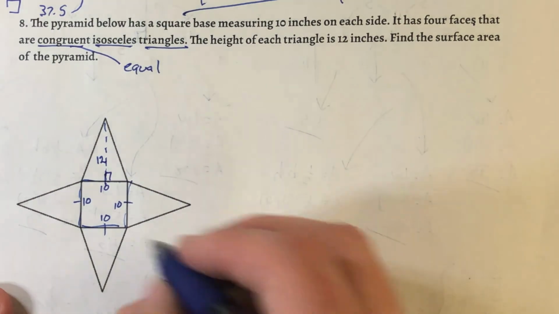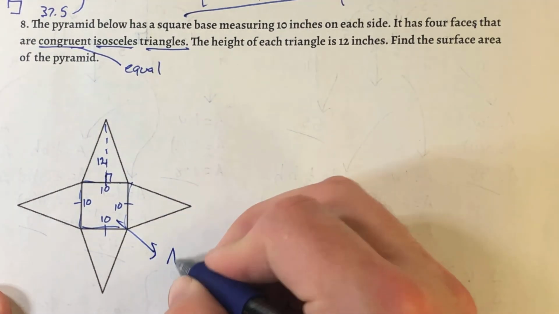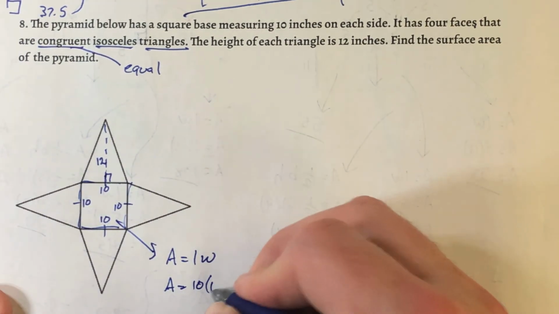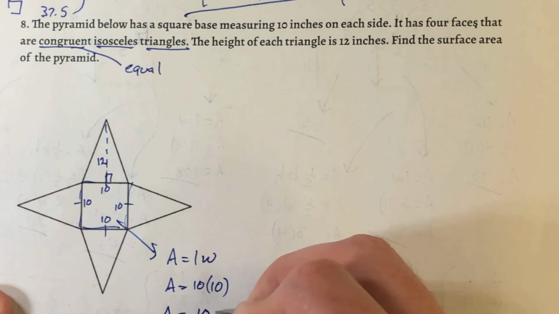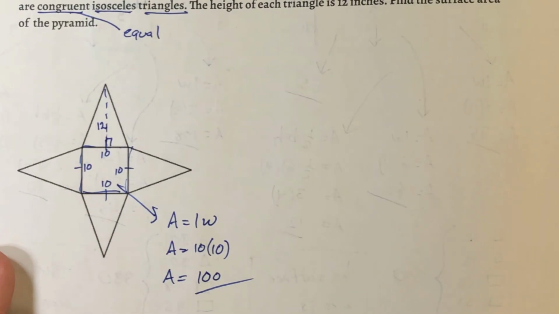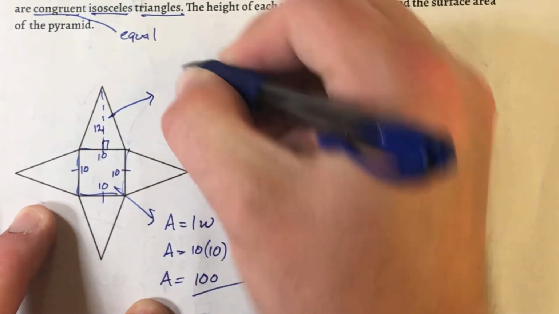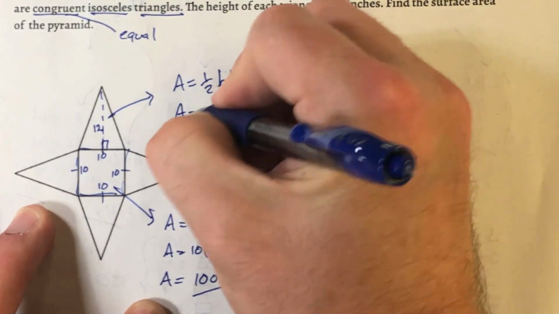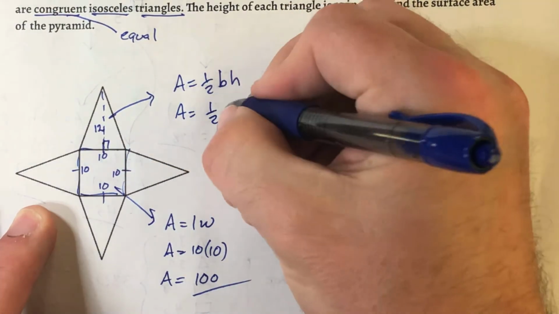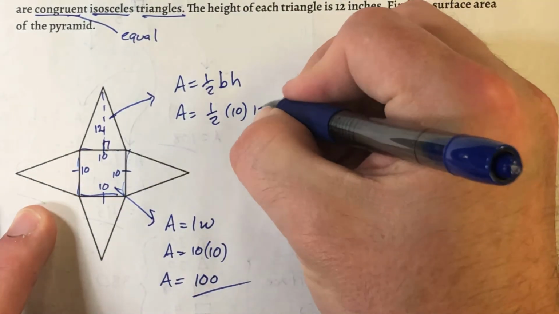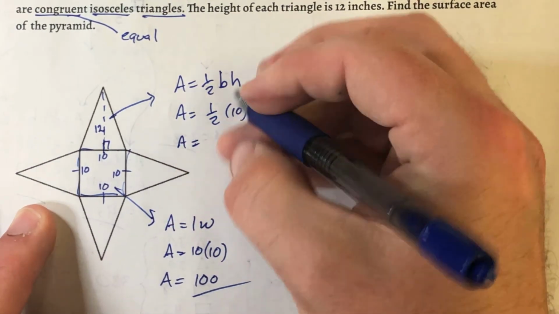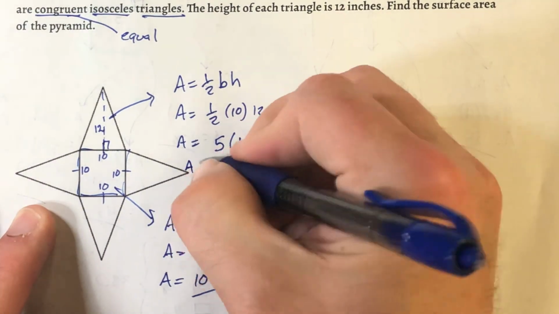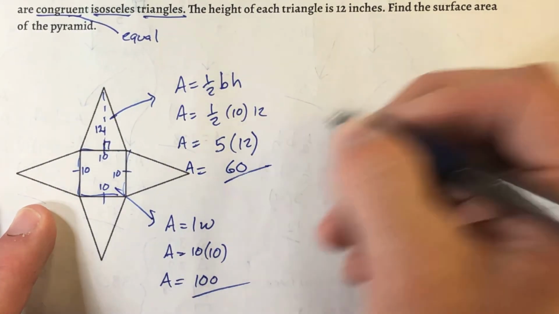All right, let's do the square first. Area equals length times width. Area equals 10 times 10. Area equals 100. Next, let's do the triangle. Area equals 1/2 times base times height. Area equals 1/2 times the base is 10. The height is 12. So 1/2 of 10 is 5 times 12. Then area equals 5 times 12 is 60.